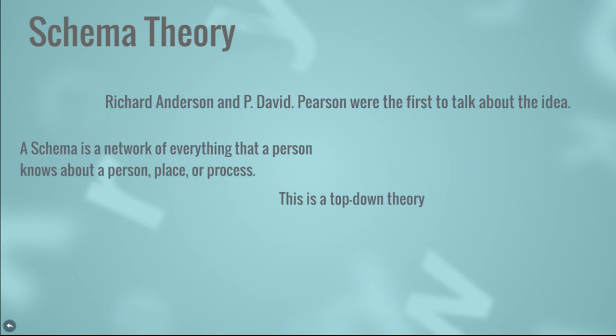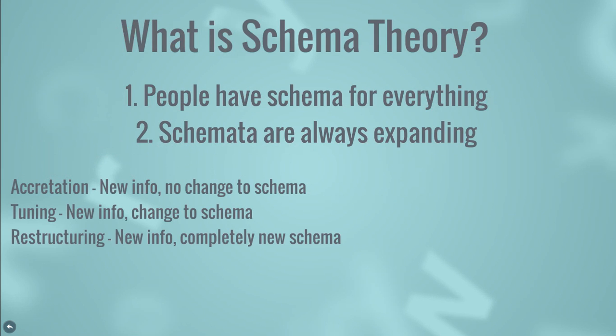The next is schema theory. Schema theory was originally talked about by Richard Anderson and P. David Pearson. A schema is a network or a knowledge structure of everything that a person knows about a person, place, or process. So everything that I know about my grandma, everything that I know about SpongeBob SquarePants. And this is the top-down theory that I chose.